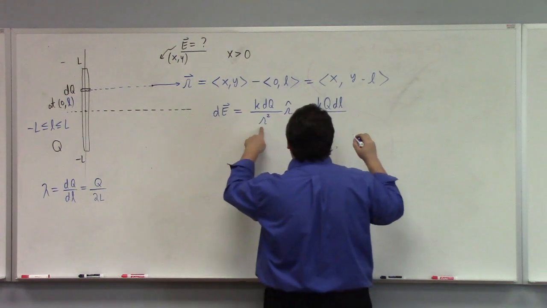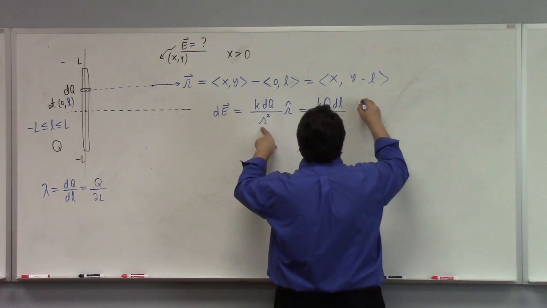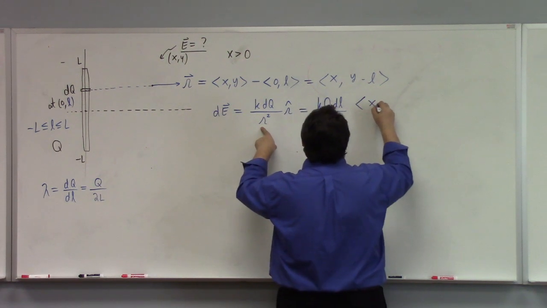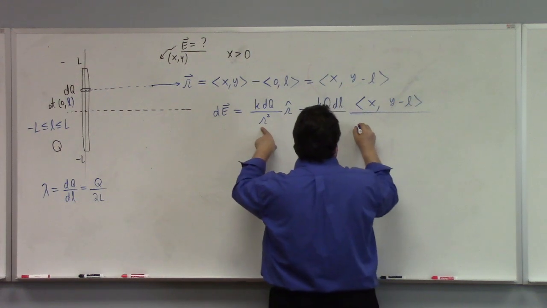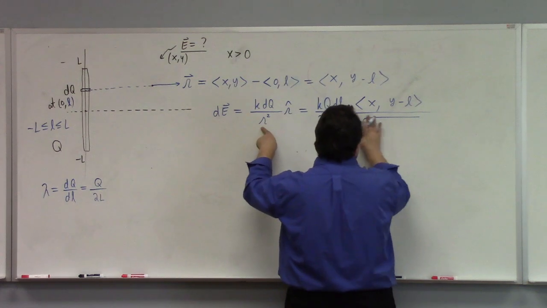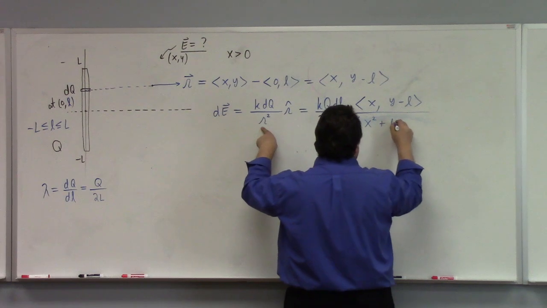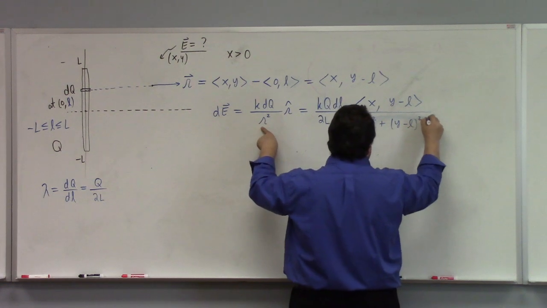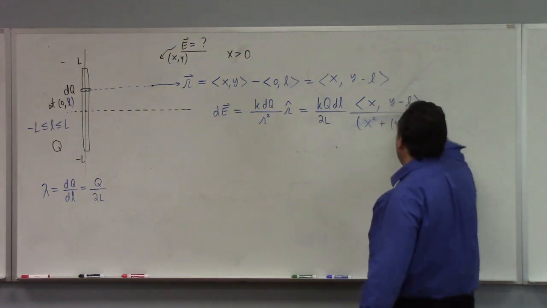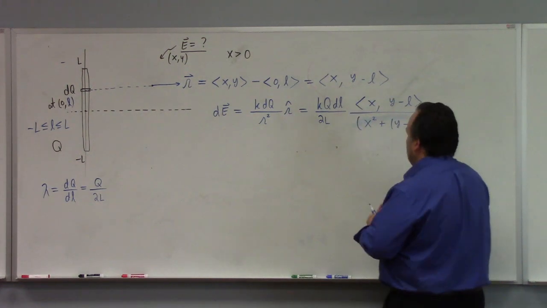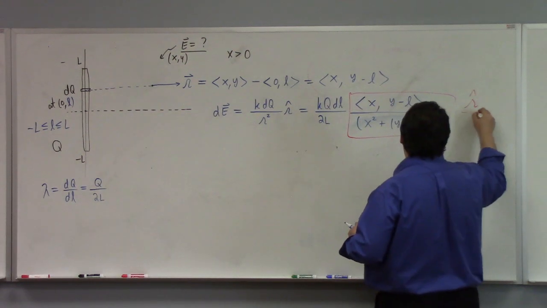Now I still got this r squared business, but what I'm going to do is x comma y minus L divided by, not even square root, x squared plus y minus L squared, parentheses, to the 3/2 power. This formula is just nothing more than this over that.